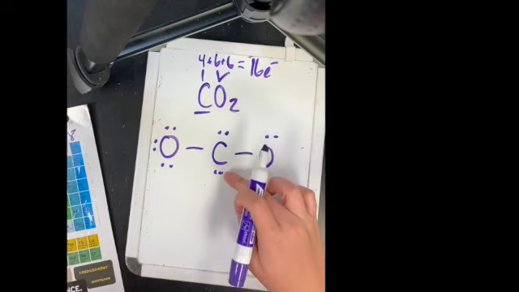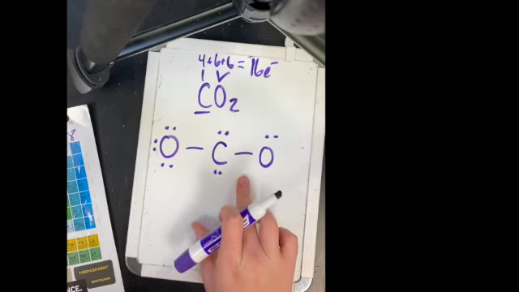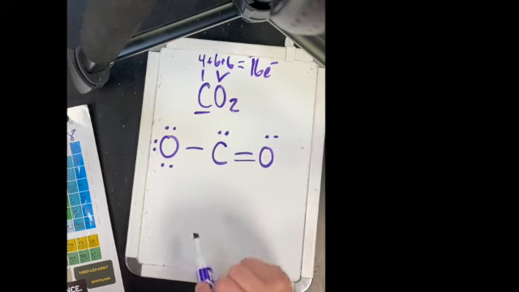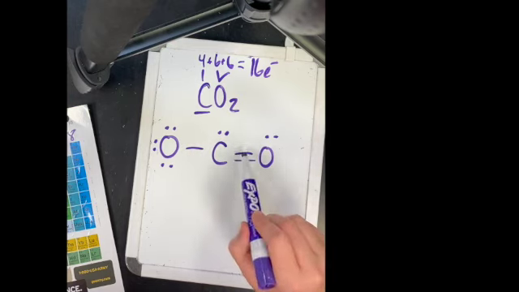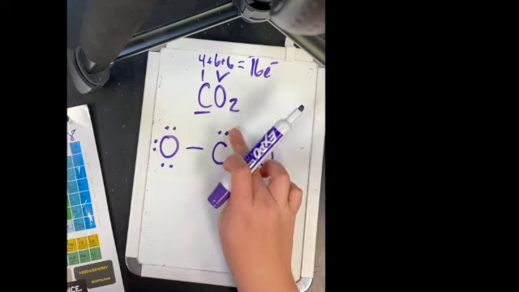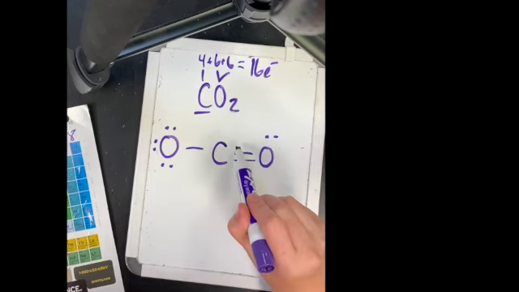So if I take those 2 dots from carbon and make that a double bond, now that carbon still has 8, 2, 4, 6, 8. But that oxygen has 2, 4, 6. So it's still not completely happy, but we're getting close. So if we take those 2 dots and make a triple bond, now let's see if it's happy.